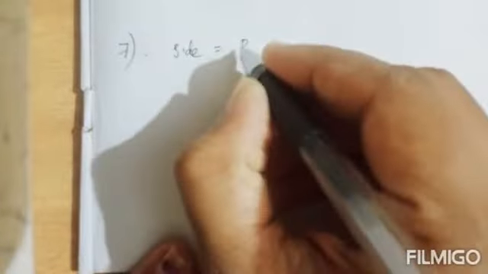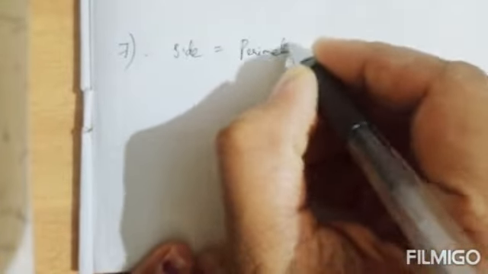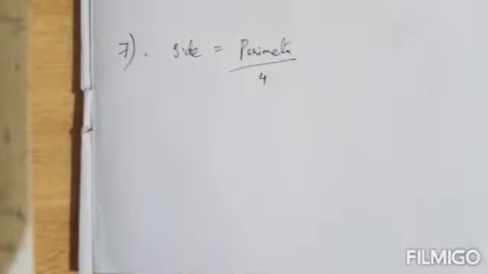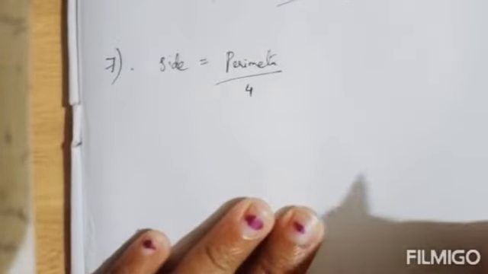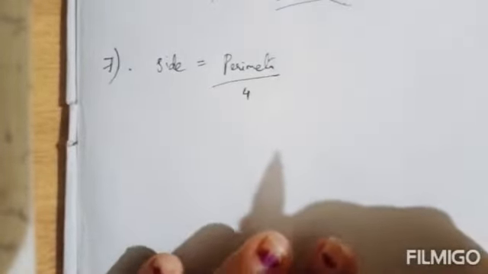Seventh question: find the side of the square whose perimeter is 5 meter. So here you have to find the side of the square given the perimeter of the square. We know the formula to find the side when the perimeter is given: side equal to perimeter divided by 4. This is the formula for finding the side if the perimeter of a square is given.